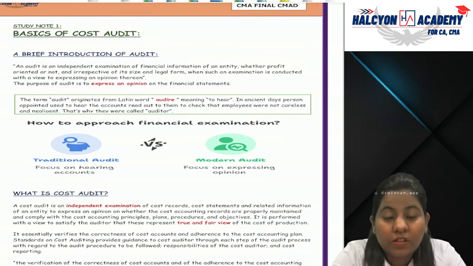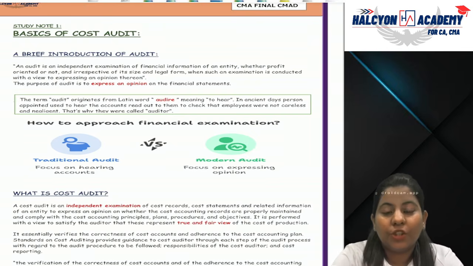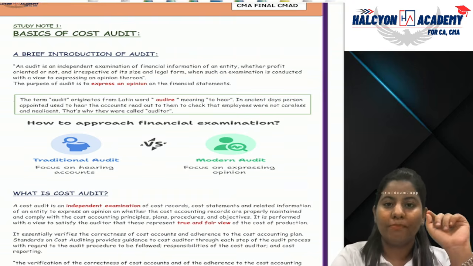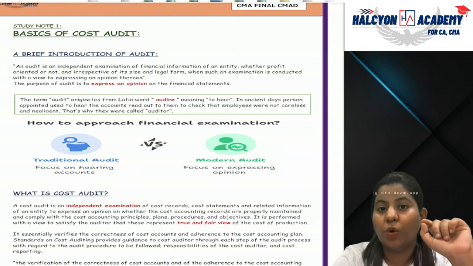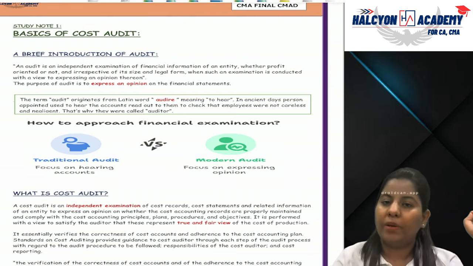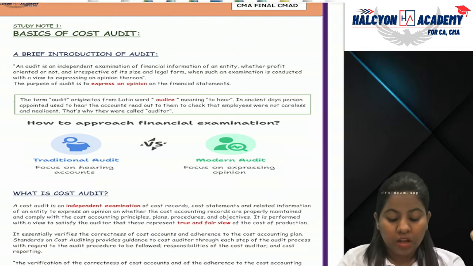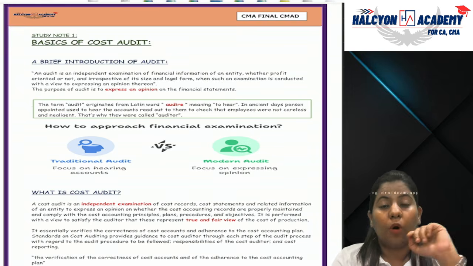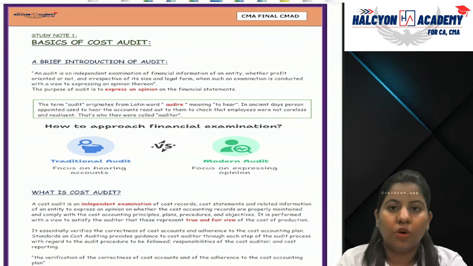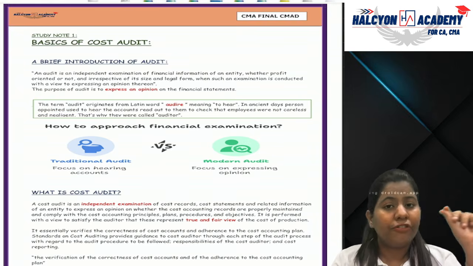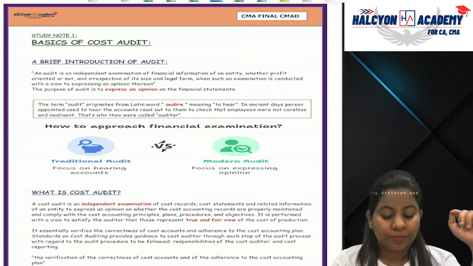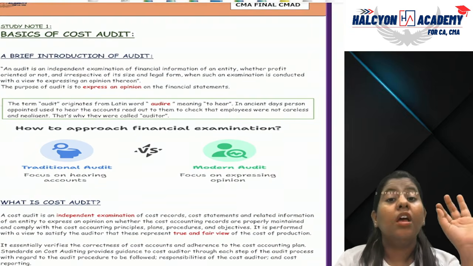Hello students. This is our first lecture of cost and management audit, and in this lecture we are going to start our syllabus of cost and management audit, that is also called CMAD, our paper number 17. So we are going to start from section A only, that is cost audit, which carries the weightage of 50%, that is 50 marks, in which we have to learn 8 chapters.